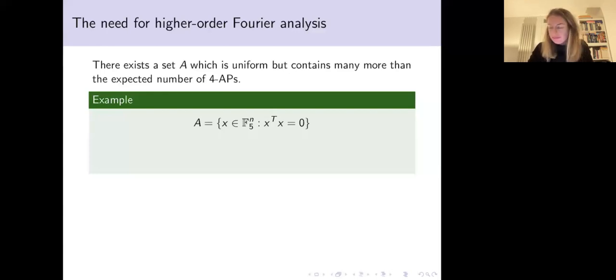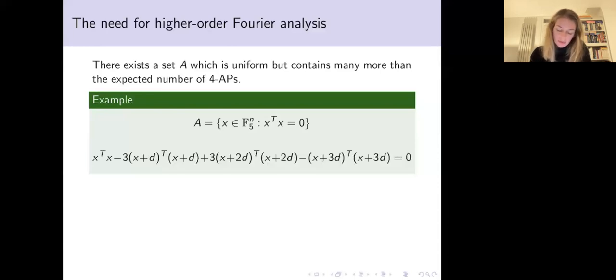Now, because we're not focusing on the Fourier transform in this talk, I will just tell you that you can show very easily, using some standard computations, that this set is uniform in the Fourier sense. I will also just state for you informally how you can see that it contains too many 4-term arithmetic progressions. The reason for that is the following identity.